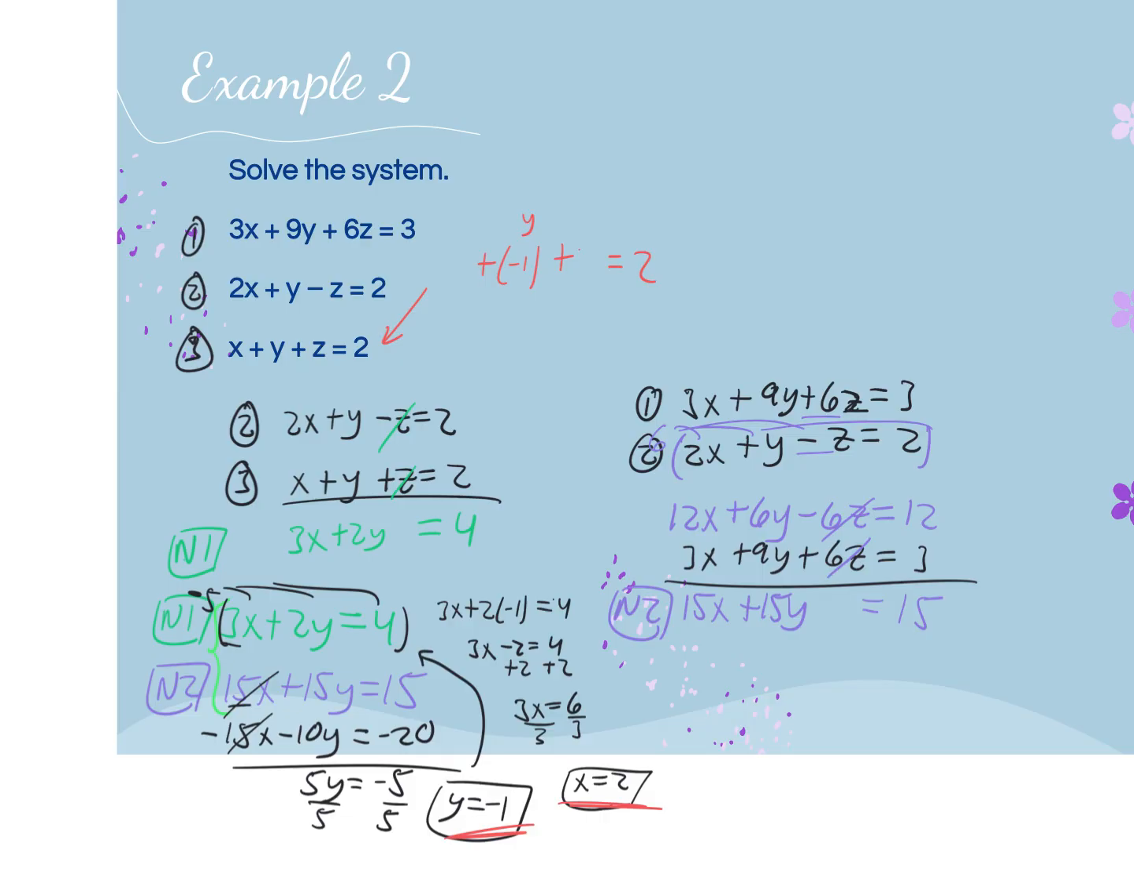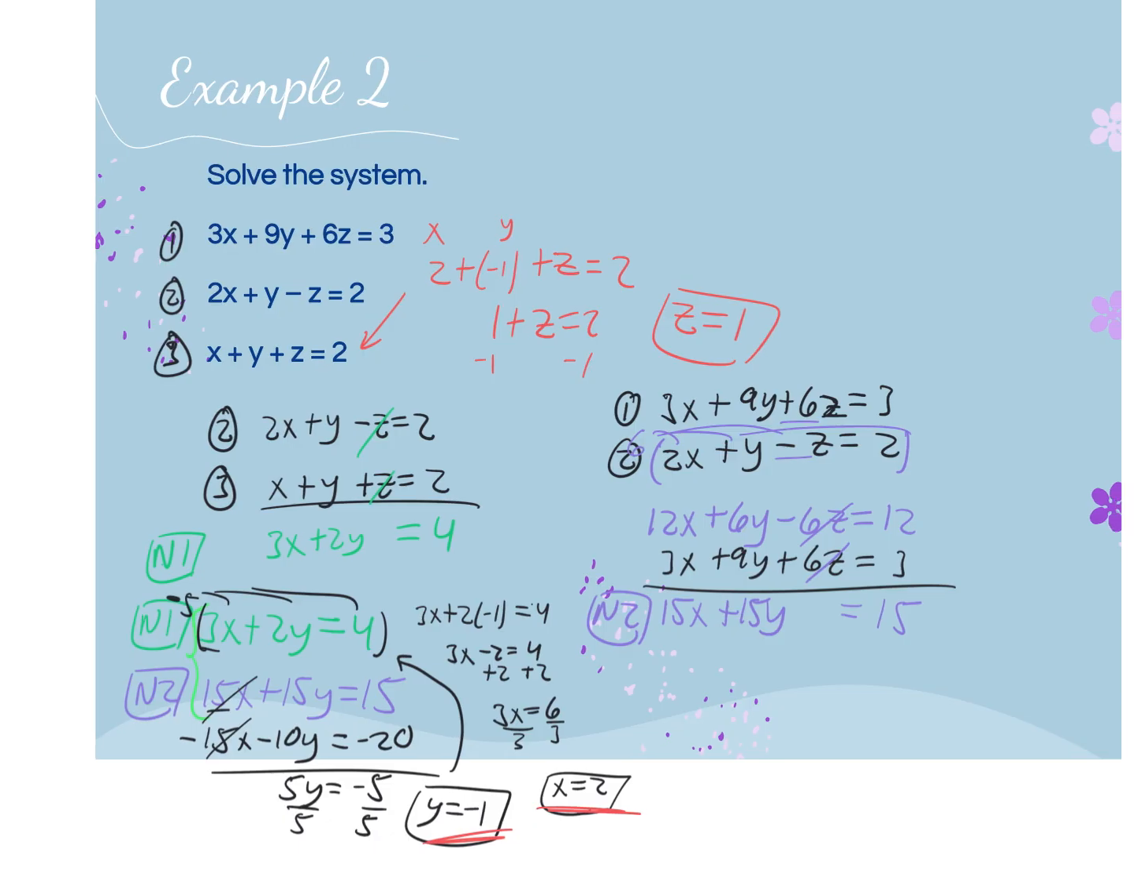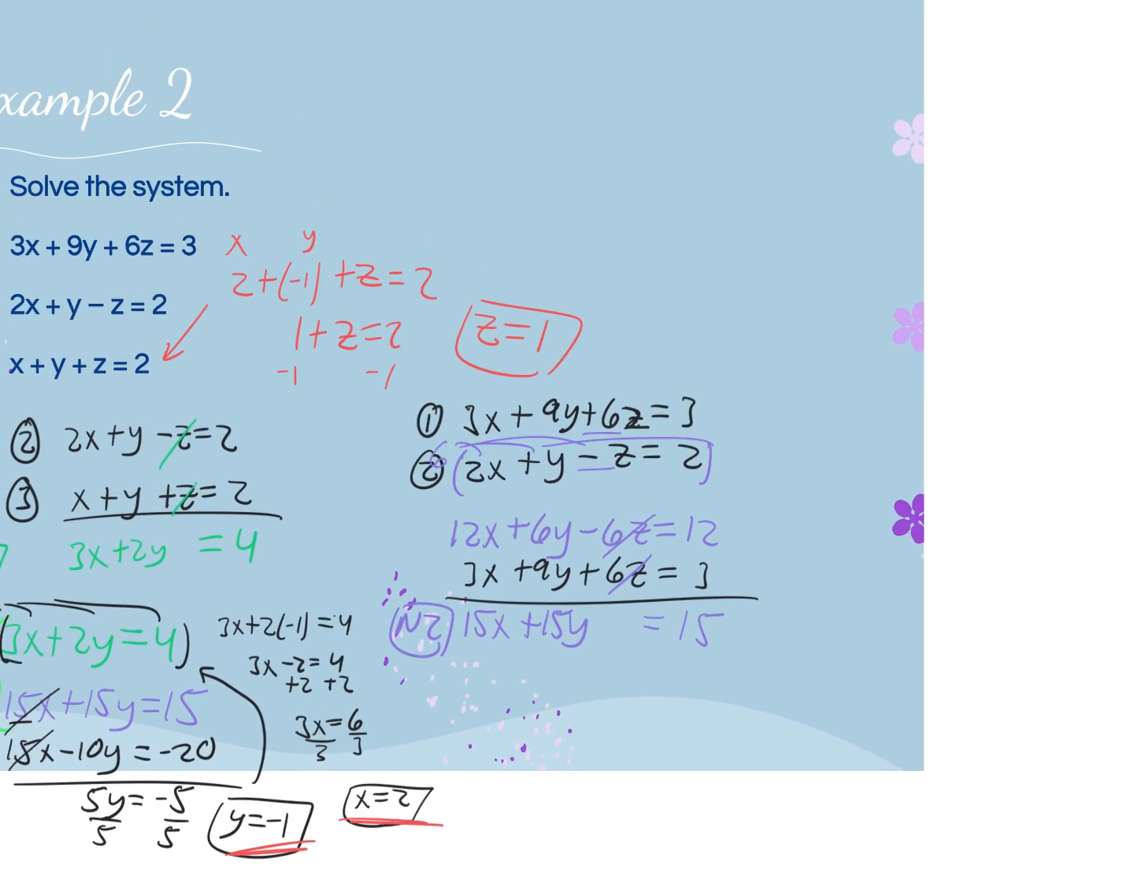Okay, so I have x is 2, and we're looking for z. So then I have a 2 plus negative 1, which is a 1, plus z equals 2. Subtract 1 on both sides, and you get z equals 1. And that gives us all three of our variables. So our ordered triple as an x, y, and z is going to be 2, -1, and 1.